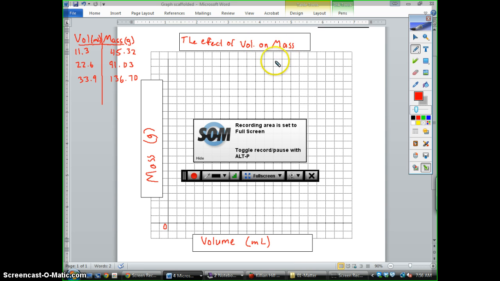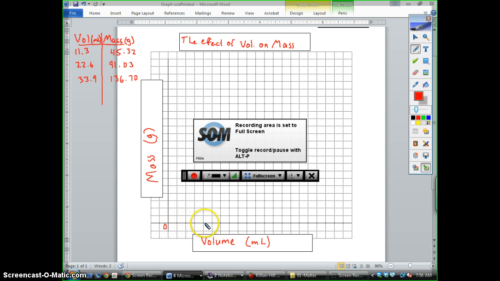Okay, once we have our graph labeled, including units for the vertical and horizontal axis, then we can plot our data points. But before we do that, we need to scale our graph. So let's look at the volume measurements. It looks like the biggest is around 30 or so. So what we need to do is figure out how much each of these squares on the axis needs to correspond to. Okay, so let's count them.